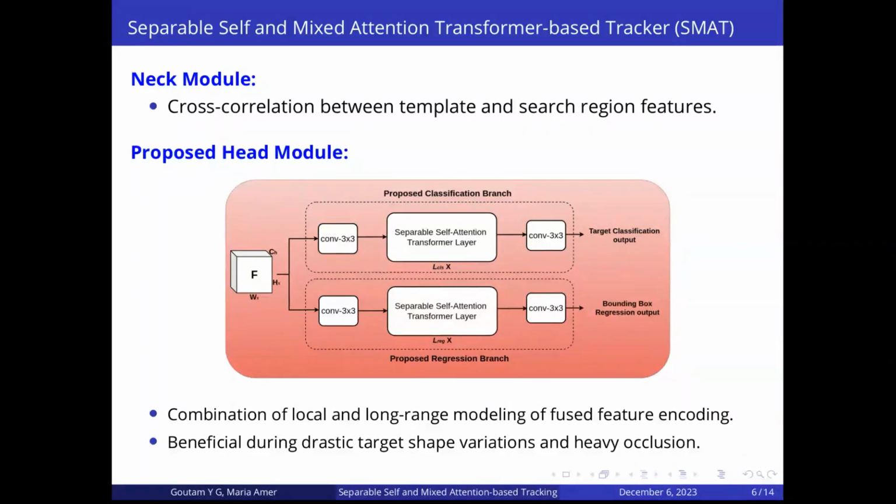For the neck module, we use a simple cross-correlation operation between the features that are generated from the target template and the search region. And for the proposed predictor head, we use a combination of convolution and transformer-based blocks for target classification and bounding box estimation. And we observe that this combination of CNNs and transformers is beneficial during target localization when the target object undergoes drastic shape variation and heavy occlusion.